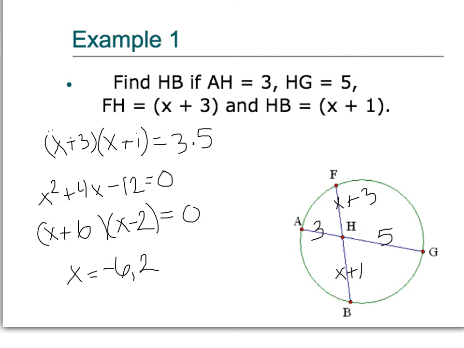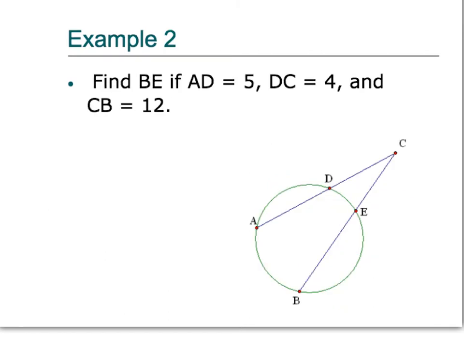Now I can't put a negative 6 in there because then I'm going to get, for this length measure, negative 3, and this length measure, negative 5, and we can't have a negative. So x equals 2. Now they're not asking me to solve for x, they're asking me to find HB, and HB will be 2 plus 1, which equals 3. Done. Okay, next one, example 2.